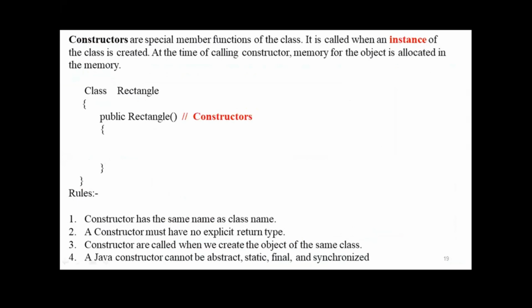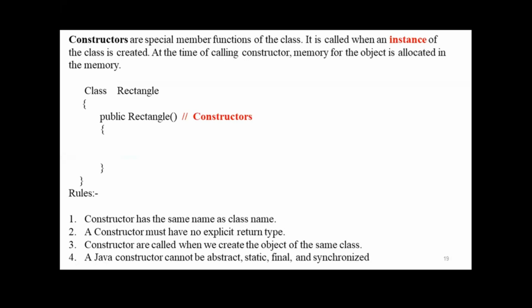So guys, constructor, like how to explain if someone asks you or in an interview: constructor is a special member function of the class. It is called when an instance of the class is created. What is the meaning of instance? Object. I told you number of times. At the time of calling constructor, memory of the object is allocated, right? Basically, to allocate the memory to instance variables, we use constructor, which we will implement in inheritance.